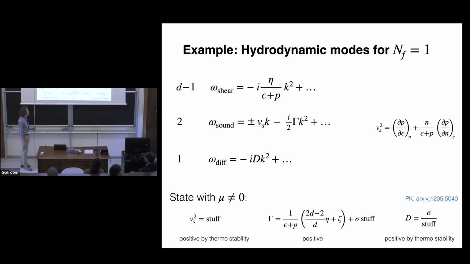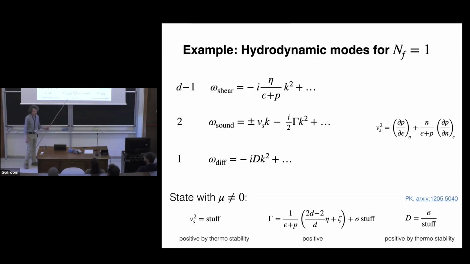If you write it in the grand canonical ensemble, it's going to be some combination of thermodynamic derivatives. But again, the thermodynamic stability conditions in terms of these Hessians that I showed earlier will ensure that this D is going to be positive. They tell you that the denominator is positive, and sigma is positive by the positivity of entropy production.